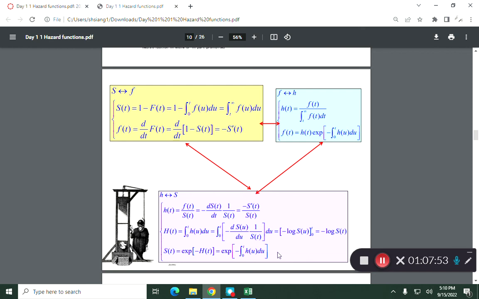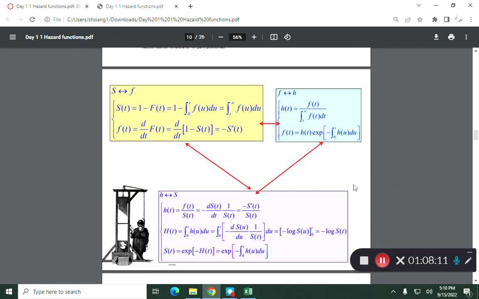Okay? Now I explained the relationship between how long you're going to wait until the guillotine comes down, between S and H. And I don't have the PowerPoint. If I had a PowerPoint, this would be the animation. It's fun to see the guillotine coming down.